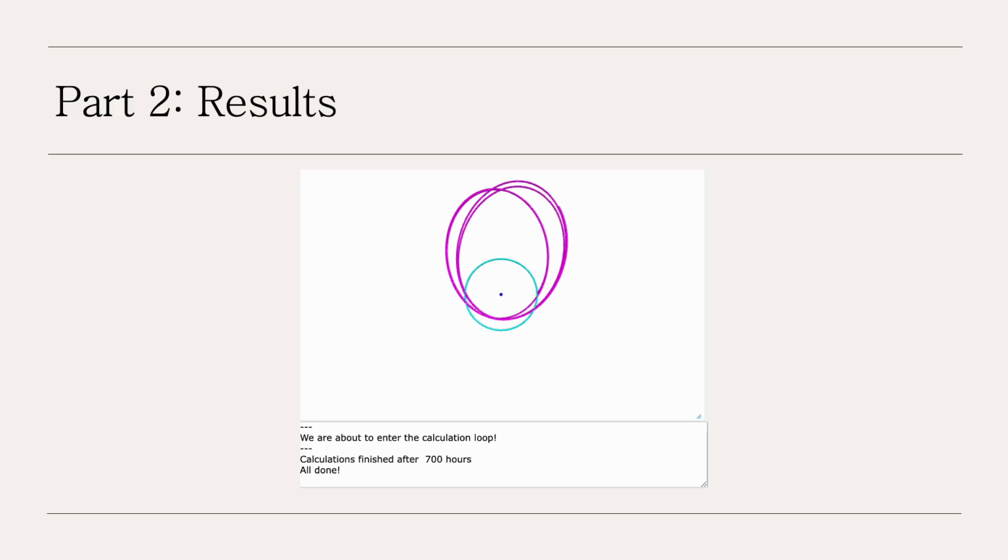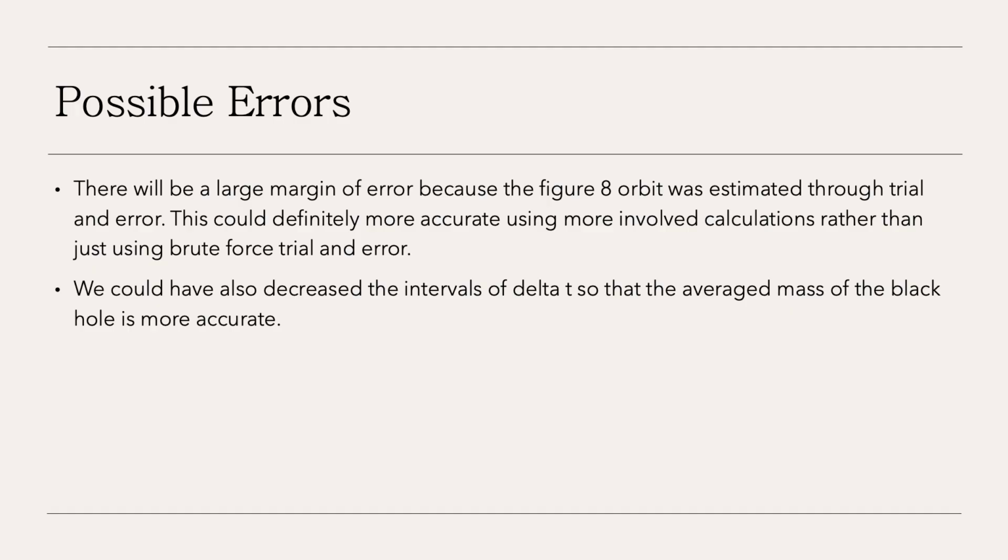We had two possible sources of error. The first one was that there will be a large margin of error because the figure-8 orbit was estimated through trial and error. This could definitely be more accurate using more involved calculations rather than just using brute force trial and error. We could have also decreased the intervals of delta t so that the average mass of the black hole is more accurate.